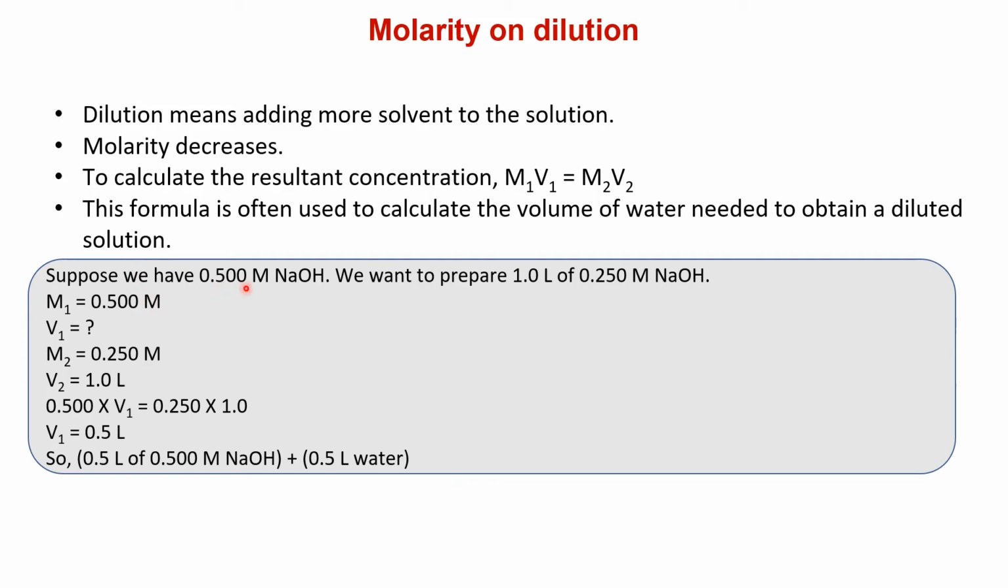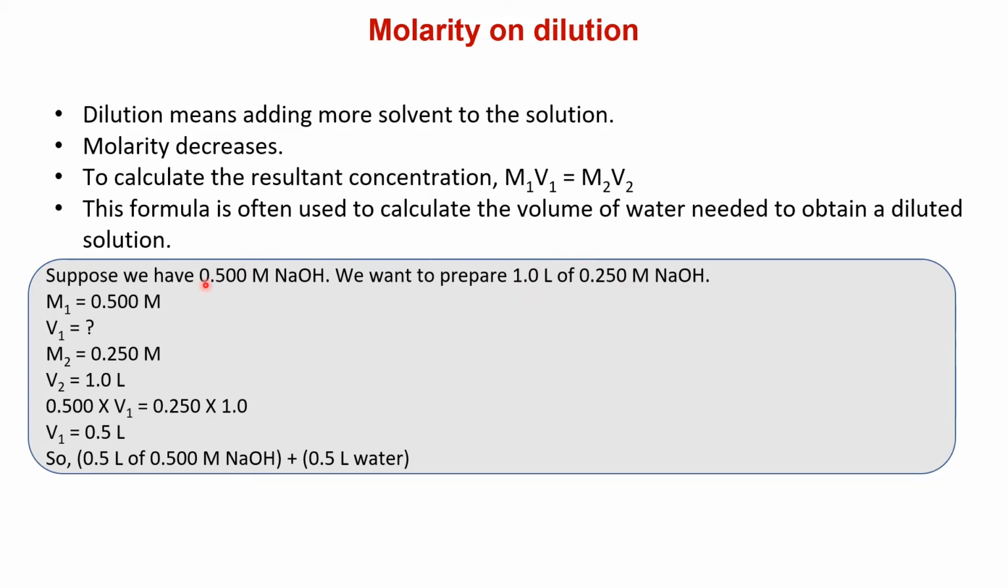Suppose we have 0.500 molar NaOH and we want to prepare 1.0 liter of 0.250 molar NaOH. We have a particular concentration of NaOH and we need to prepare this concentration of NaOH, and the volume we need to prepare is 1.0 liter.